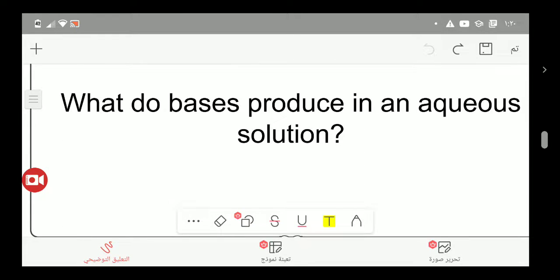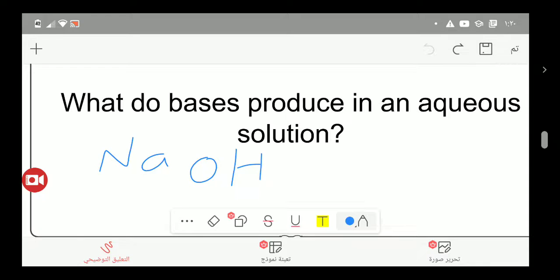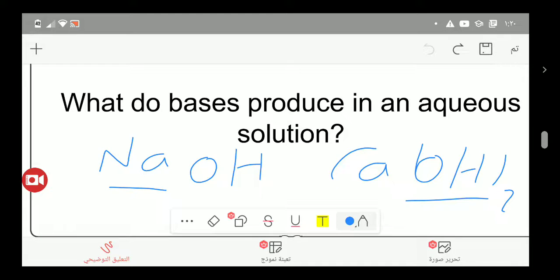Next question. What does a base produce in an aqueous solution? A base has a formula such as NaOH for sodium hydroxide or Ca(OH)2, for example. So a base will give hydroxide ions.